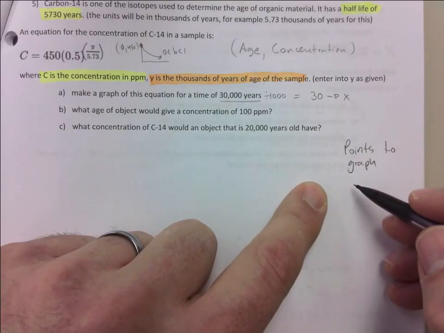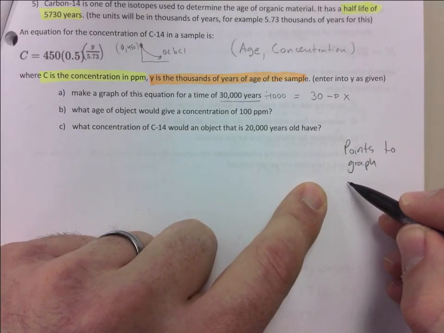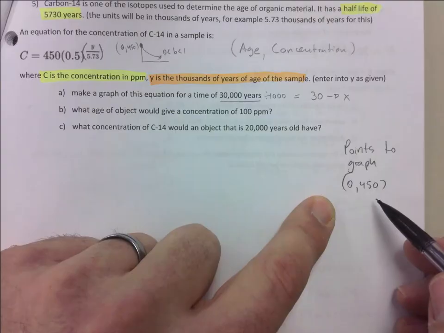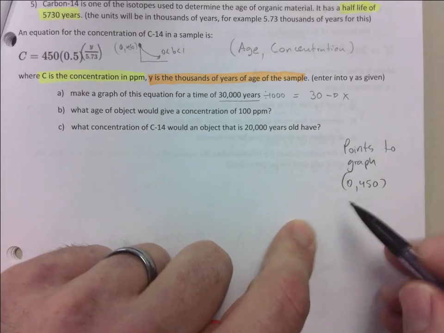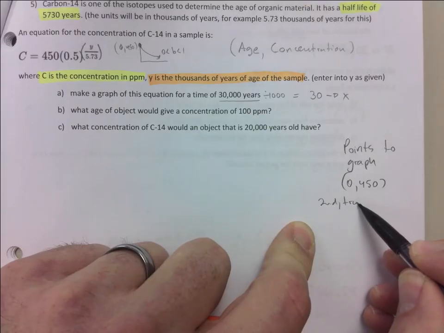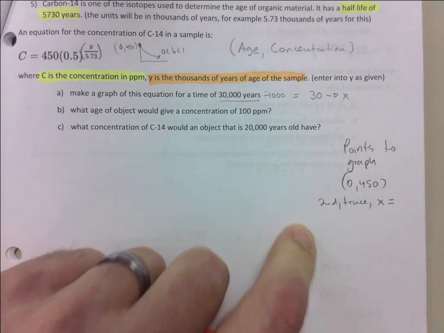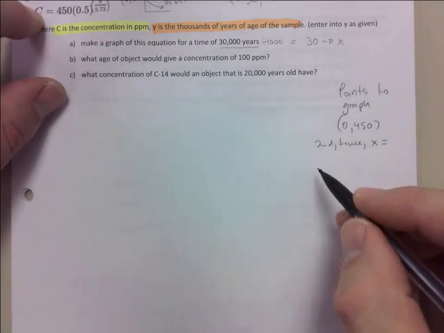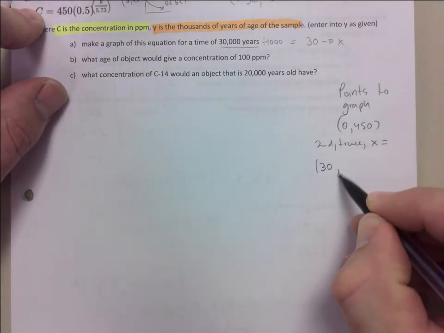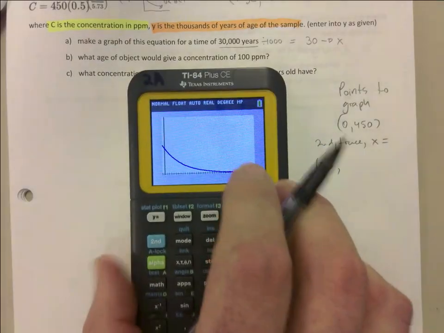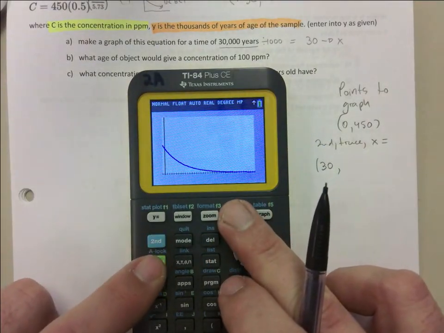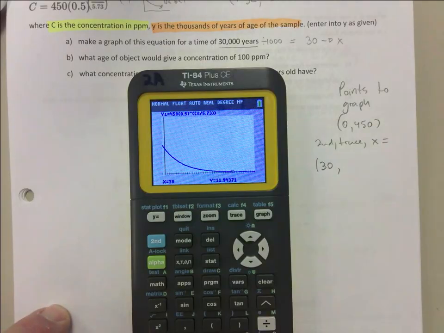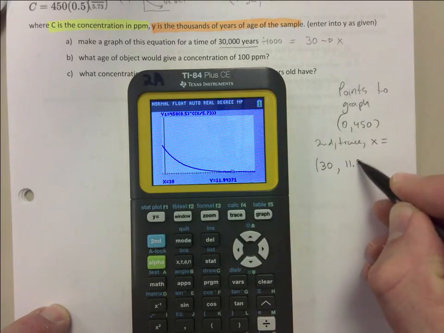Which one do I know for sure just by looking at the equation? (0, 450), correct? That's the y-intercept. And I'm going to find another one. I'm going to go second trace, x is equal to, and find the y value. So if x is equal to 30, let's figure out what the y value is at that point. Second trace, value, x is equal to 30, enter. I get 11.94.